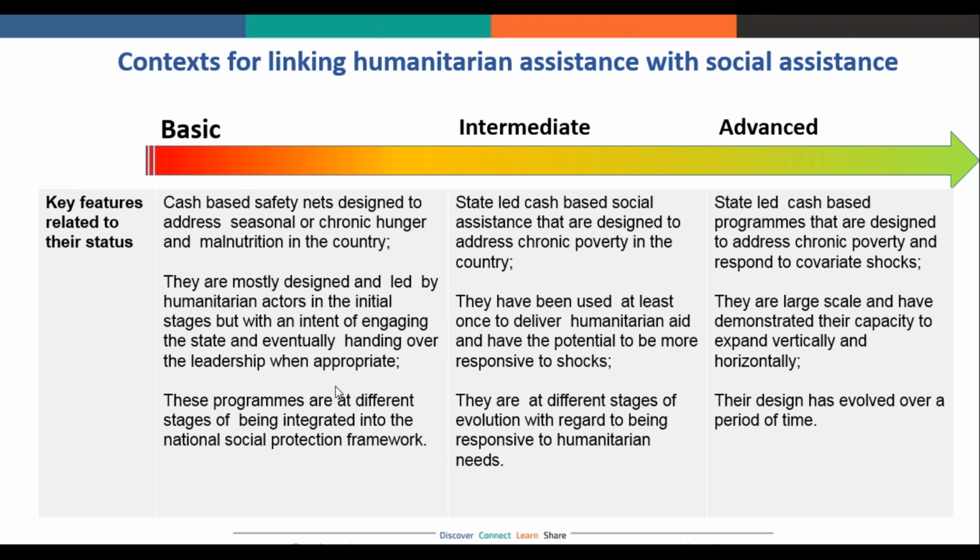And then we have a third set of contexts, which is a basic context, where cash-based safety nets are designed and led by humanitarian actors, with a vision of eventually handing them over to the government, or eventually influencing the design of an existing national social assistance system to make it more responsive to shocks. So these are the three contexts. Can I have the next slide, please?